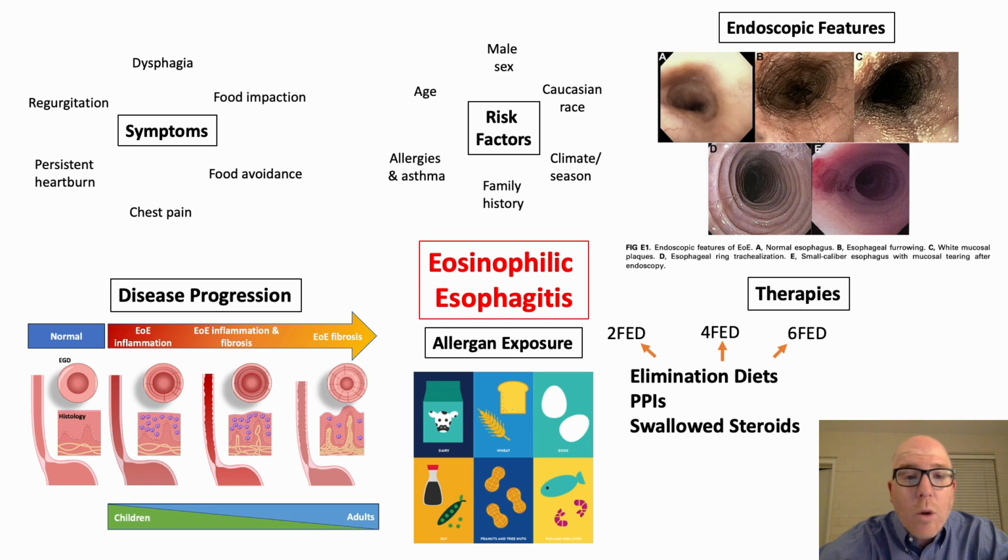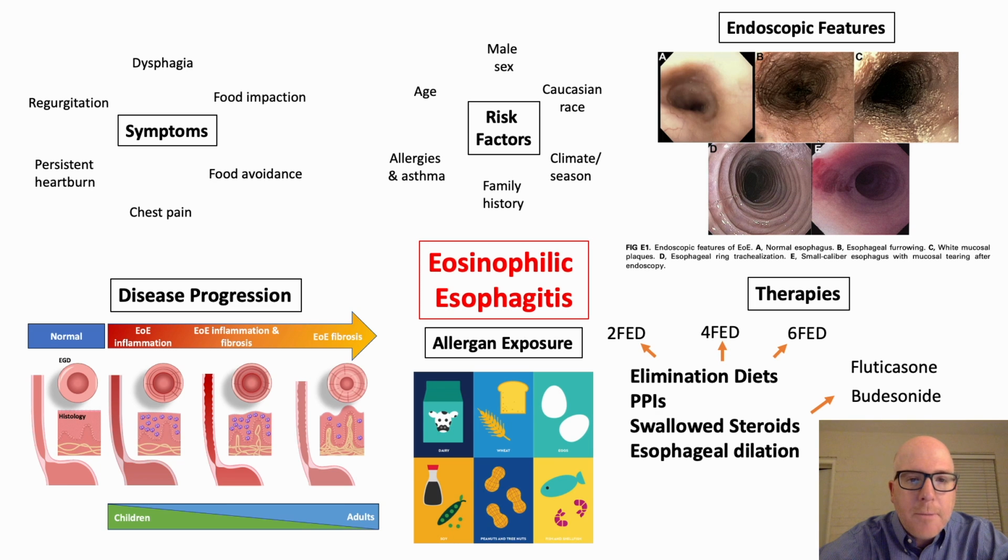Things that do seem to work quite well are swallowed steroids. So these are steroids where, instead of inhaling, we use fluticasone inhalers and have the patient swallow them, or budesonide is oftentimes put in a slurry formulation. And this is swallowed to coat the esophagus, and this can be quite helpful at reducing the inflammation. These therapies work in greater than 80% of patients to help reduce the eosinophilia and the inflammation in eosinophilic esophagitis.